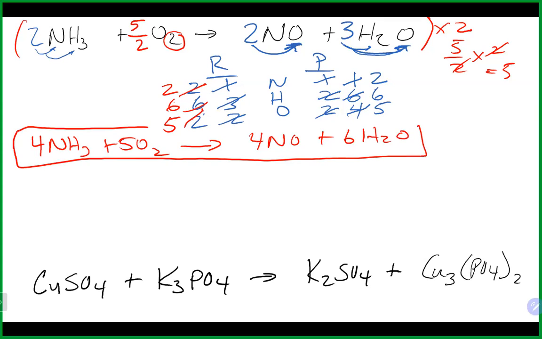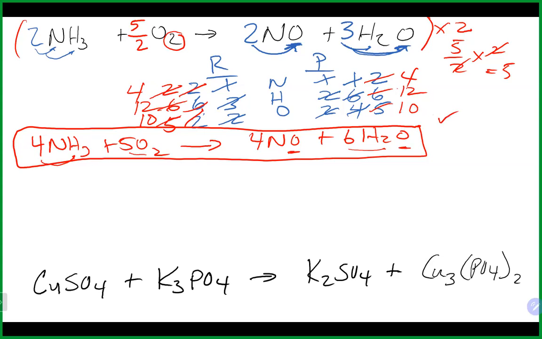And now if we didn't screw up here, we should still be balanced. We have now 4 nitrogens on the left and 4 on the right. We have 4 times 3 there is 12 hydrogens on the left. 6 times 2 is 12 on the right. And 5 times 2 is 10 oxygens. And on the right-hand side, we have 4 oxygens here and 6 more here make 10. We are good in that case, yeah?